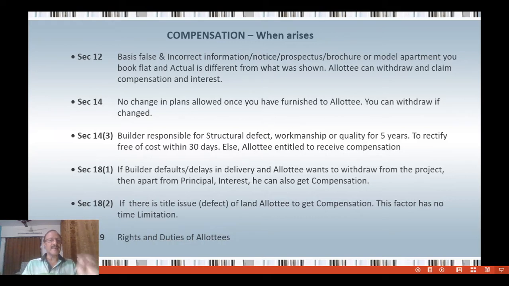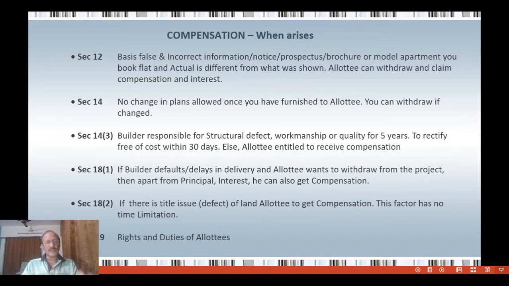Within 30 days he has to rectify, and in the event of the promoter's failure to rectify such defects within such time, the aggrieved allottee shall be entitled to receive appropriate compensation in the manner as provided under this Act. Okay. If he doesn't do that, then you can ask for compensation. Within 30 days he has to correct the defect, whatever defect or changes are done.